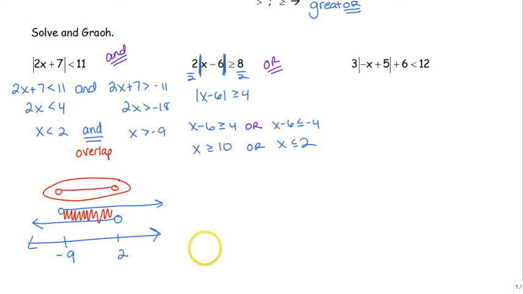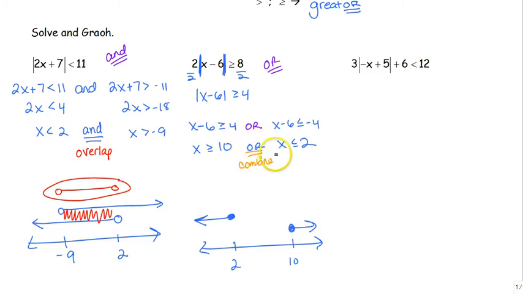Now we've got to go ahead and do our graph. Our numbers are 2 and 10. Make sure the smaller number's to the left. We've got greater than or equal to 10, closed circle to the right. Less than or equal to 2, closed circle to the left. And this is an or problem. Because it's an or problem, we are going to combine or recopy. So I'm going to combine everything from both sets into one set. And there's my or solution set.